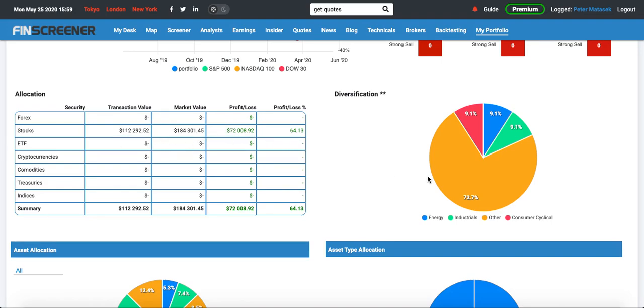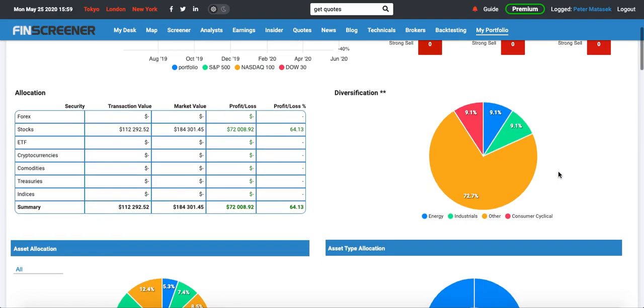This pie chart shows how diversified the stocks are in the portfolio in terms of sectors represented in percentages as well as in numbers of companies when you place the cursor on the chart.